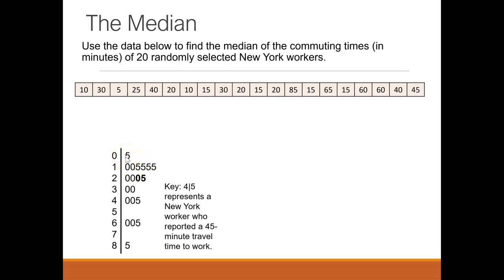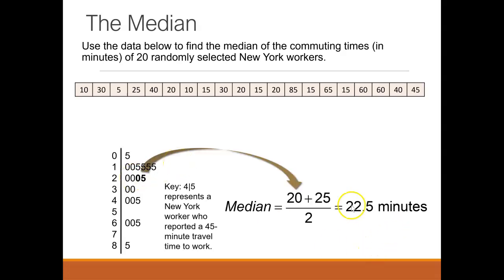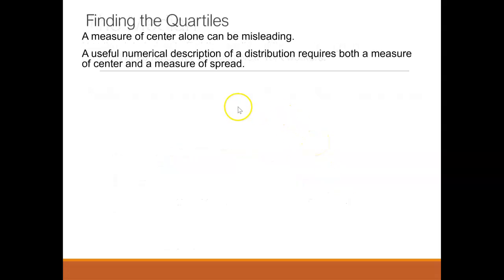If you look at that, it's going to be values like 10 and 11 or whatever. So to find the median, I took the average of those 2 and got 22.5 as my median. Everybody cool on that? So the center alone can be a little bit misleading.